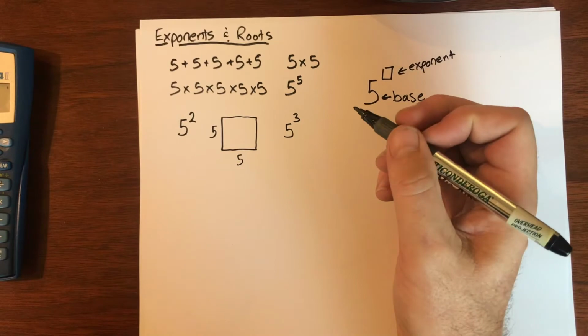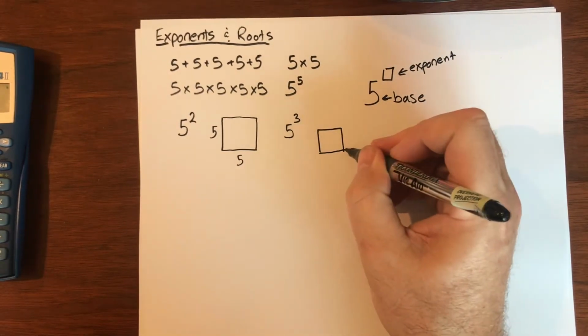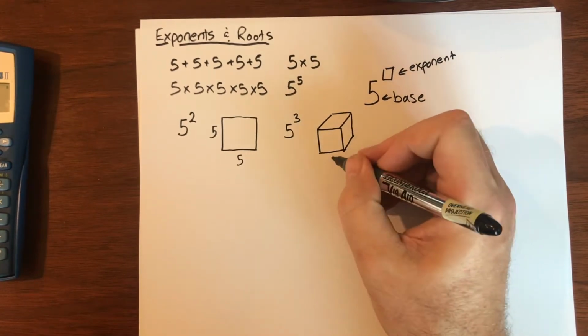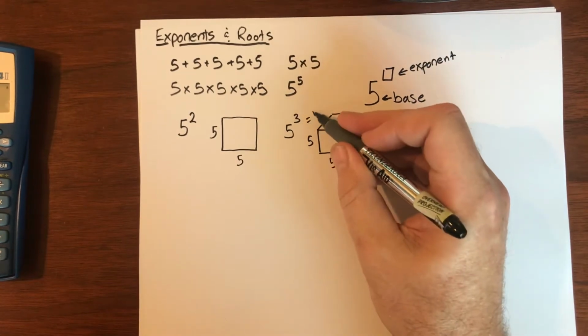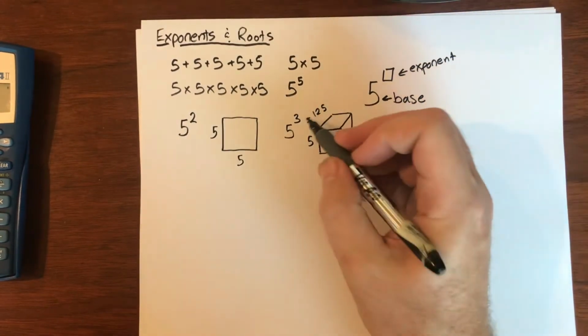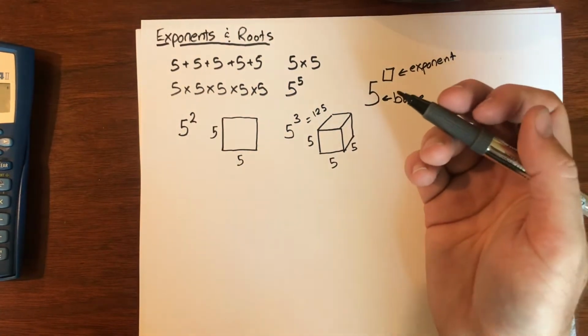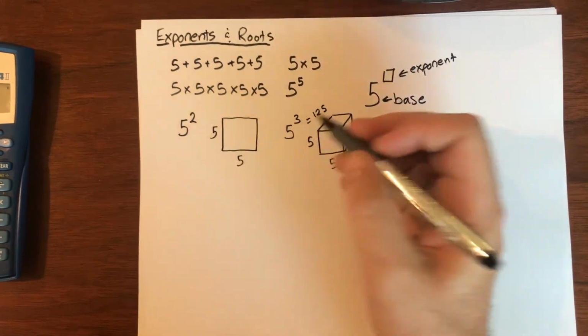Cubed is to the power of 3. And that's because if you make a cube that has 5 as its dimension, it's 5 times 5 times 5. That's 125. And that's why it has a special name. The power of 4 doesn't have a special name. Nothing else has a special name. Just power of 2 is squared, power of 3 is cubed.